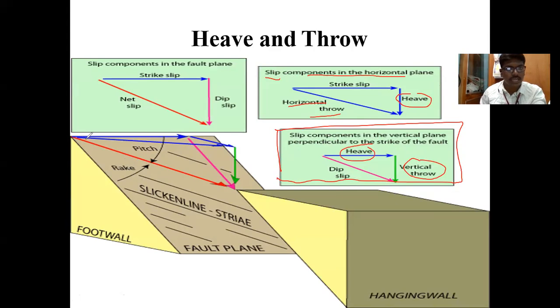Simple, here I've shown you. For example, I'll try to show here. So this will be my heave, a simple horizontal component, heave, right? Since the displacement has happened here, along the displacement, whatever part we consider, that will be my throw, right? Heave and throw. So that's the fourth component, heave and throw. Whenever we consider a slip component in the horizontal plane and a slip component in the vertical plane, I try to draw it in this way: strike slip, heave and horizontal throw.